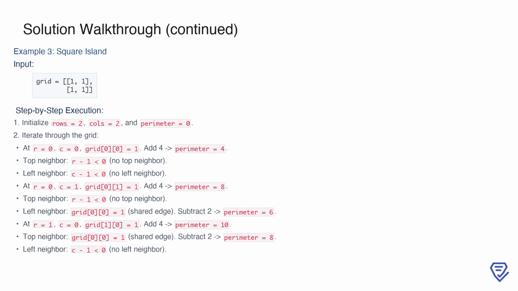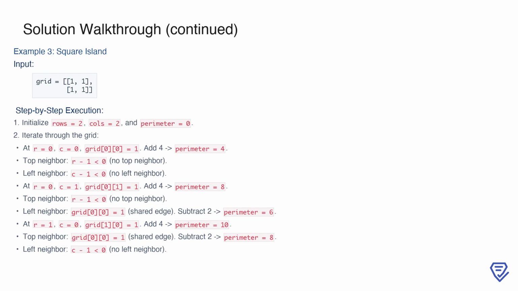Here, we examine a square island, represented by a 2 by 2 grid of land cells. We start by initializing rows and columns as 2, and the perimeter as 0. As we iterate, at row 0, column 0, we find a land cell and add 4 to the perimeter, making it 4. The top neighbor doesn't exist because row -1 is less than 0, and the left neighbor doesn't exist because column -1 is less than 0.